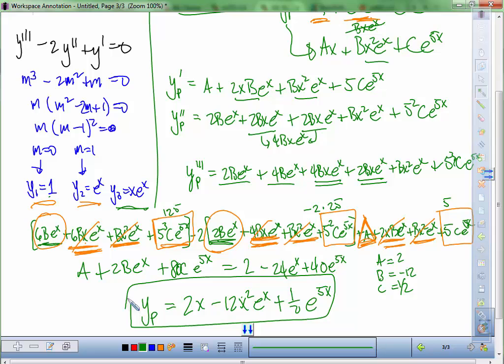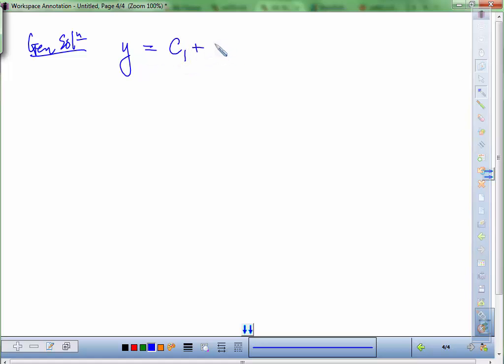And now we string up our solutions with constants. So I'm going to need a new page for this. So we got y1, y2, and y3 here, right? So let's call this y, your general solution. y is equal to C1 unknown constant plus C2 unknown e to the x plus C3 unknown e to the 5x. So these are your unknown values.